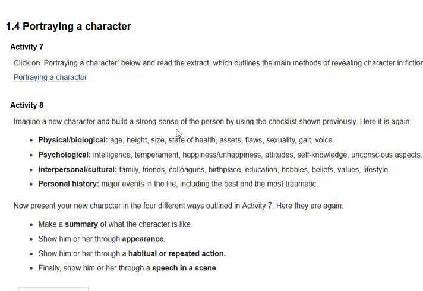So whenever I would meet interesting people, I would write down how they look. I would write down their psychology, whatever I think their psychology is, how they interact with their friends and family, and what I can imagine their personal history to be.